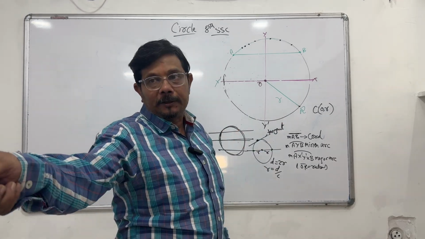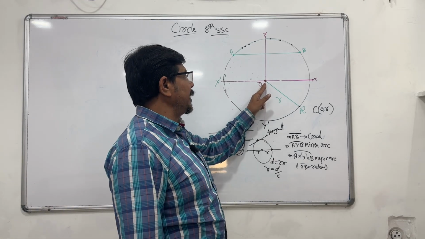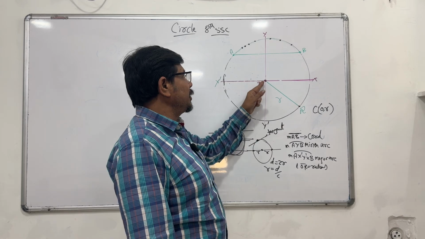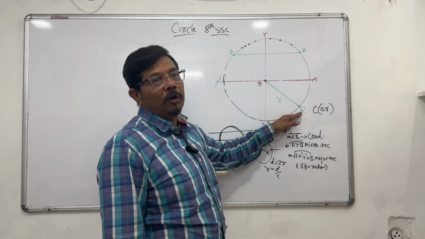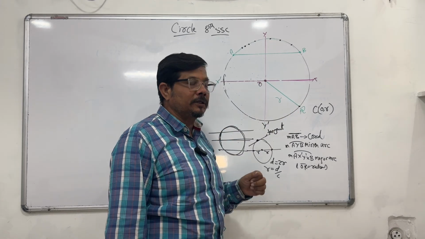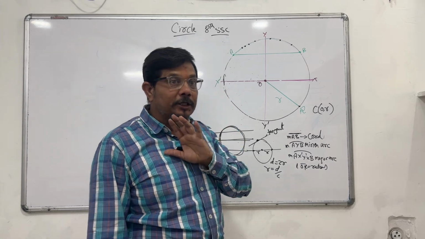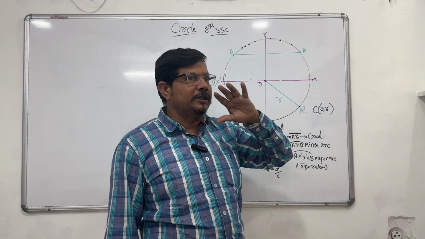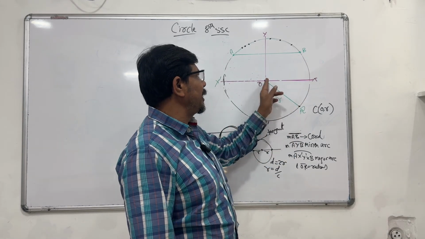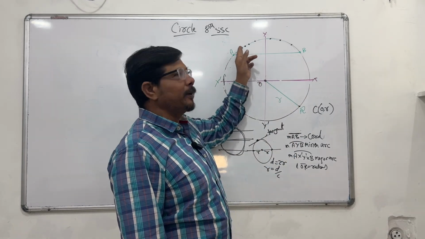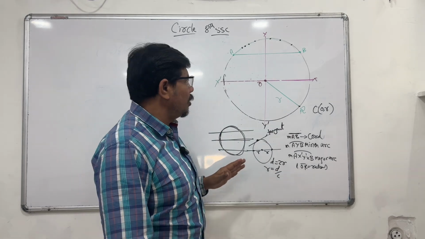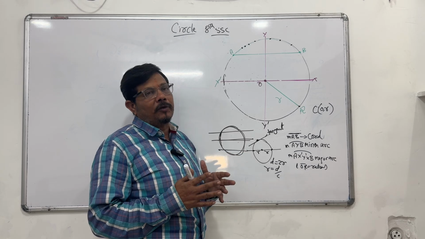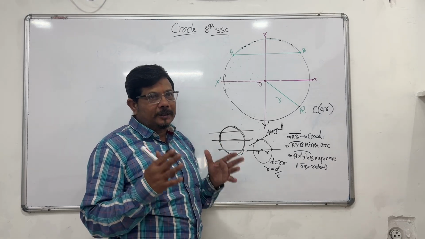And what is radius? The line joining from the center to a point on the circumference. Line joining from center to the point on the circumference is called radius. The radius is always constant. Whatever point you consider, you will get the same radius. If 5 centimeter here, 5 centimeter here, 5 centimeter here, anywhere. So circle is the locus of the points equidistant from a fixed point, that is called center.